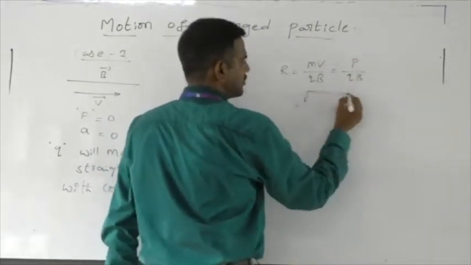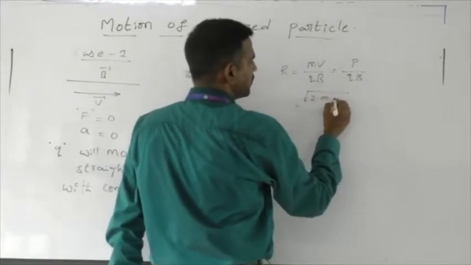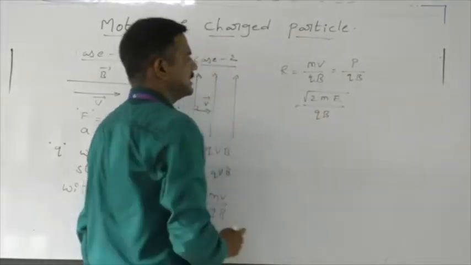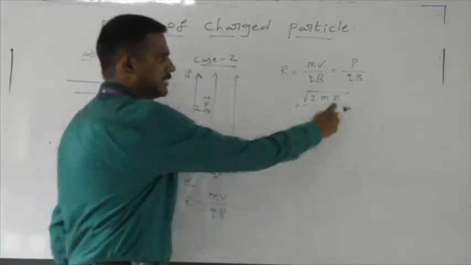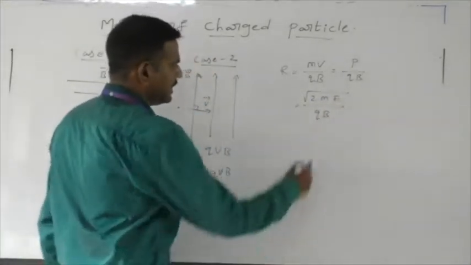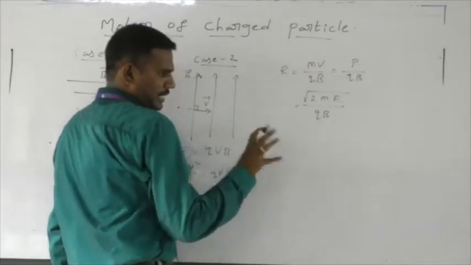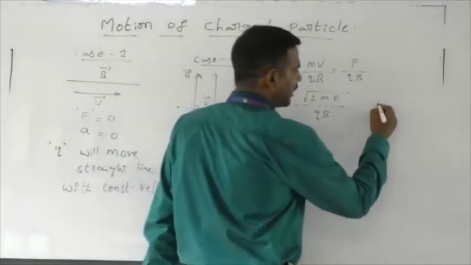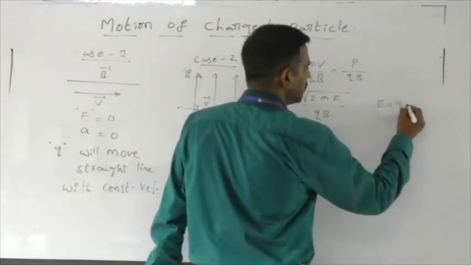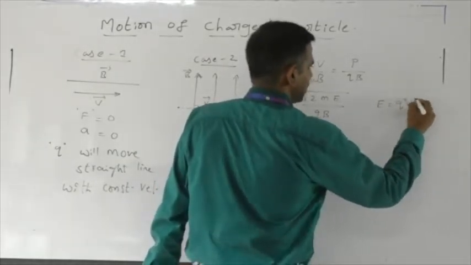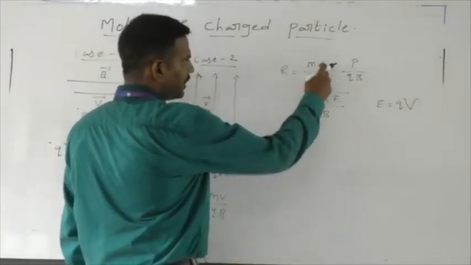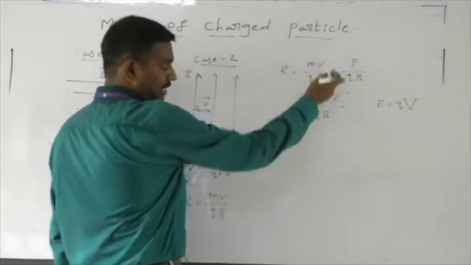This can also be written as square root of 2mE divided by qB, because the relationship between momentum and kinetic energy is p equals square root of 2mE. Here E stands for kinetic energy. Usually the charged particles get energy when they are accelerated through a potential difference. Therefore, I can also write E equals q into capital V, where capital V stands for potential. Here this small v stands for velocity.